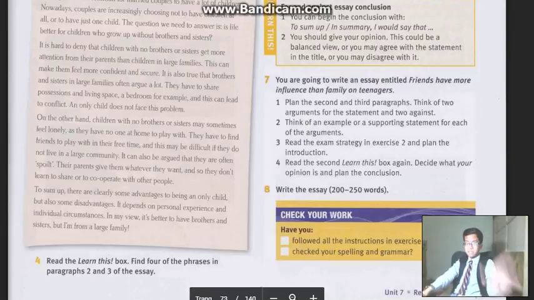So it means he disagrees with the title, "It is better to be an only child than to come from a larger family." So he argued with that successfully, and he has given the reasons to sum up the whole essay he wrote. So you can see how important the last paragraph is for the whole essay. So please remember that.